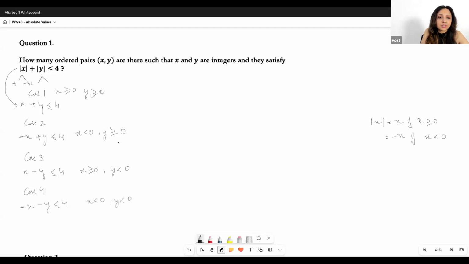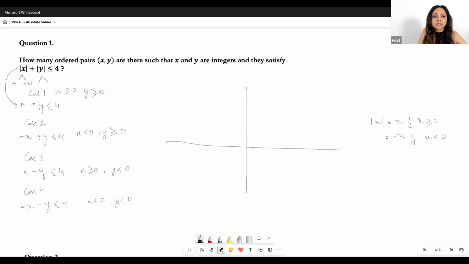Always remember, these are my preconditions. I should not forget them, right? I have to keep them in mind. How many ordered pairs are there such that x, y are integers and they satisfy this? Now these are the four inequalities that I have got, right? All right, fine. Can I draw them?